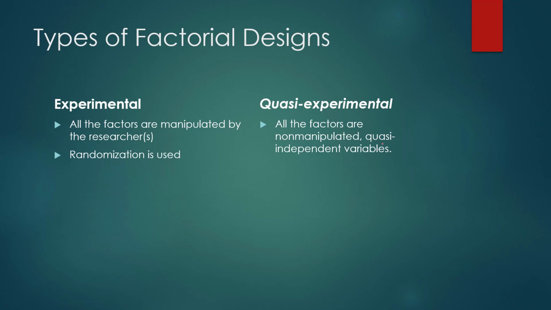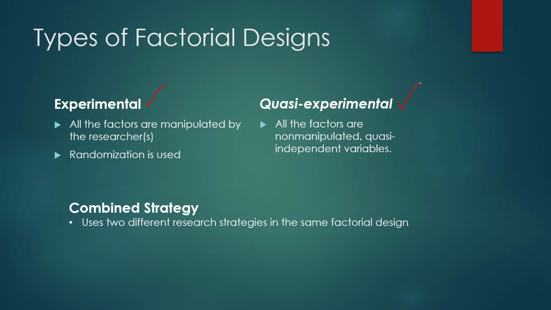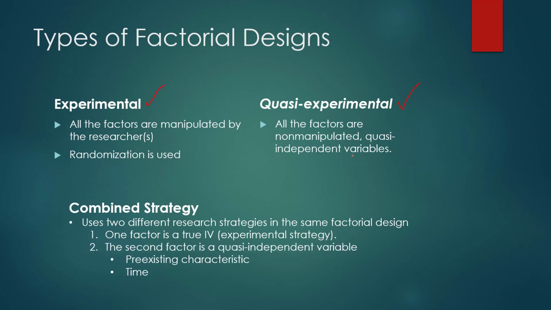Now, sometimes researchers will use what's called the combined strategy, probably the most common, because the researcher will decide to manipulate one variable, making it experimental in nature, and then take another variable that might be pre-existing. So it uses two different research strategies in the same design. Again, one factor is a true independent variable, and a second factor is quasi-experimental in nature. It's something that's pre-existing, maybe time, gender, something like that.